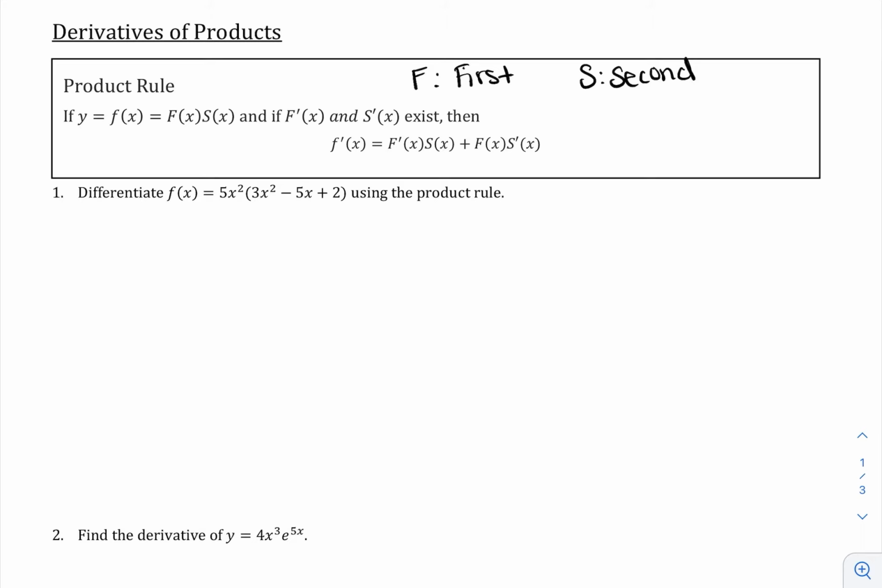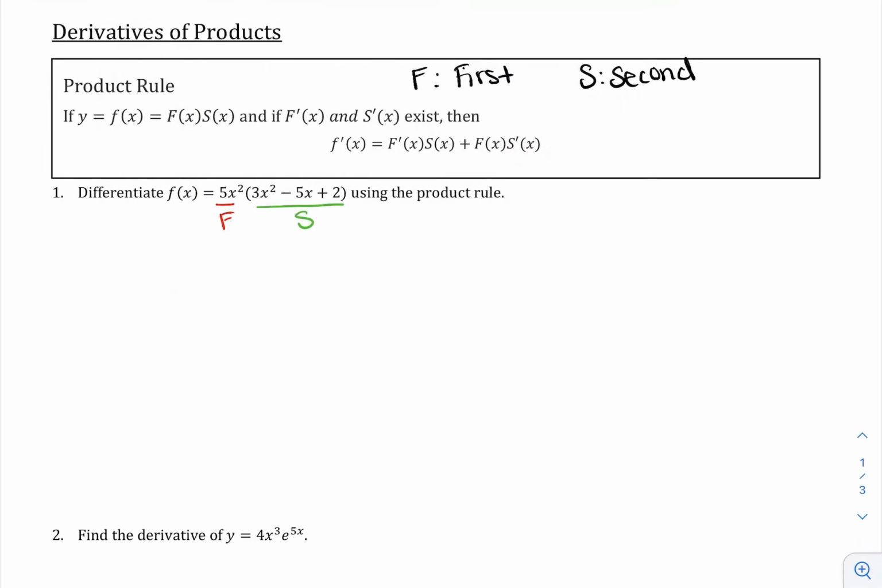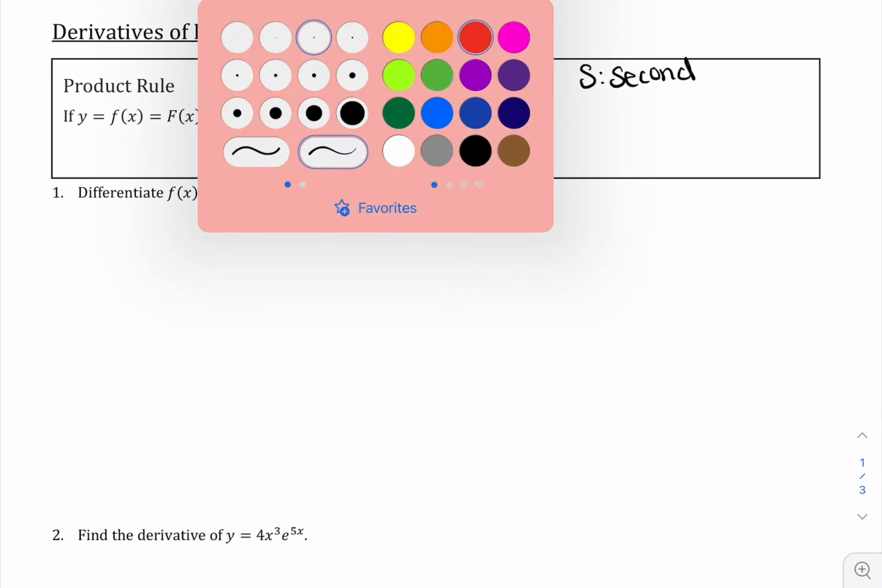Differentiate the following function using the product rule. So the reason I know this is a product, one, the parentheses really help me with that. I see that there's a term in the front that has an x, and then there's a second term that also has x's in it, and they're being multiplied. So I'm going to use colors a lot in this video. This is F, and this is S. Oh, Christmas. I didn't mean that, but whatever, we're going with it.